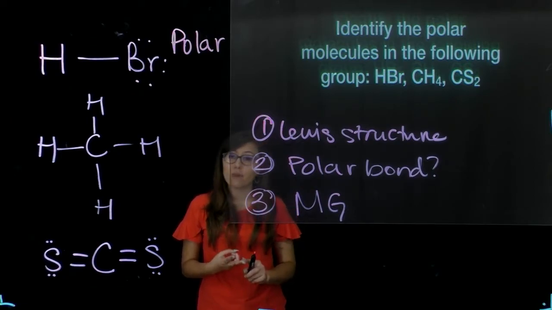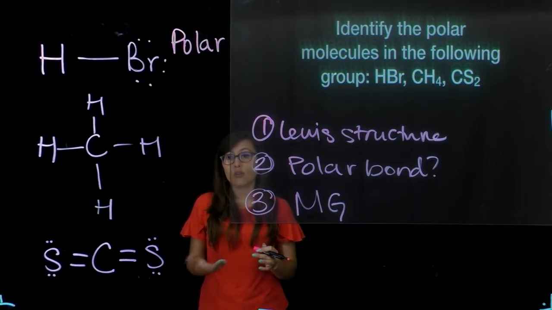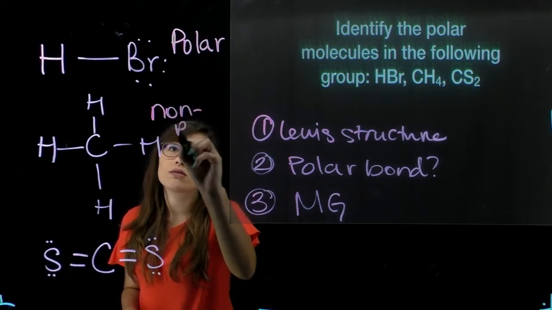In the case of methane, so CH4, we draw the Lewis structure, and then we look at it to determine if we have a polar bond. In this case, we know carbon-hydrogen bonds are not polar, so that's all we have. So this is a non-polar molecule.